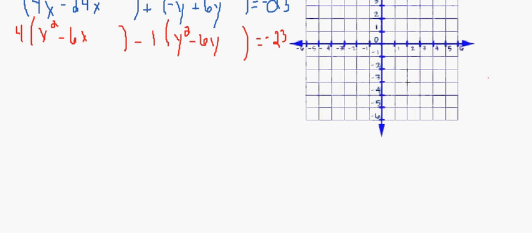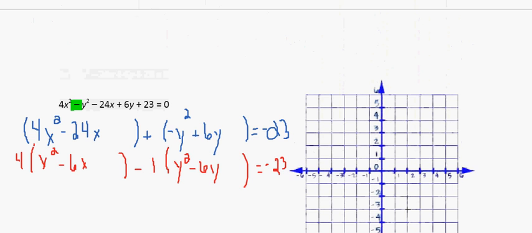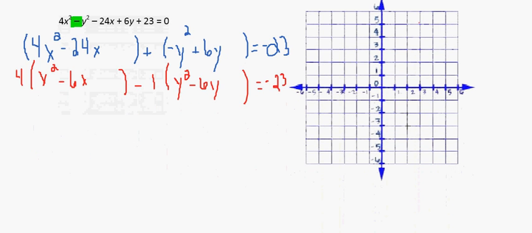Okay, and now we're ready to complete the square with the x's and the y's. So on the x, I have to take half of the 6 and square it, so I have to add a 9. But now remember, since I factored out that 4, I didn't really add a 9. I really added a 9 times 4, which is a 36. So I have to add a 36 to my other side of my equation.